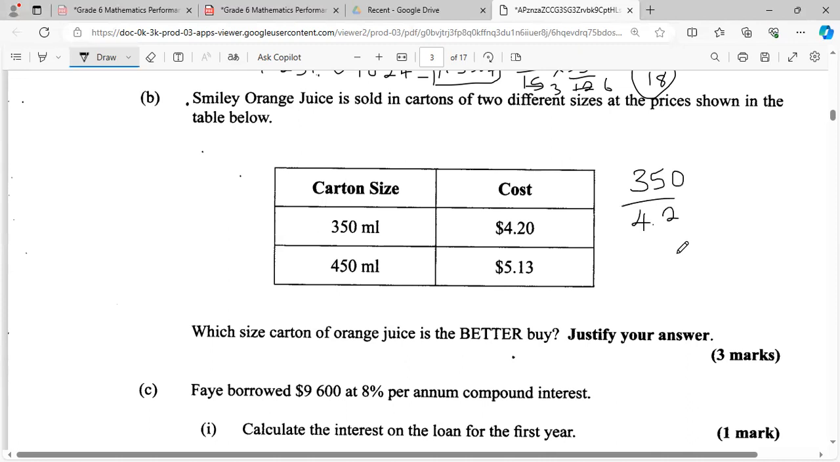And for the one with the 450, you're basically finding the unit cost per milliliter by dividing. So let's divide this. And again, guys, please use your calculator. That's what your parents bought it for.